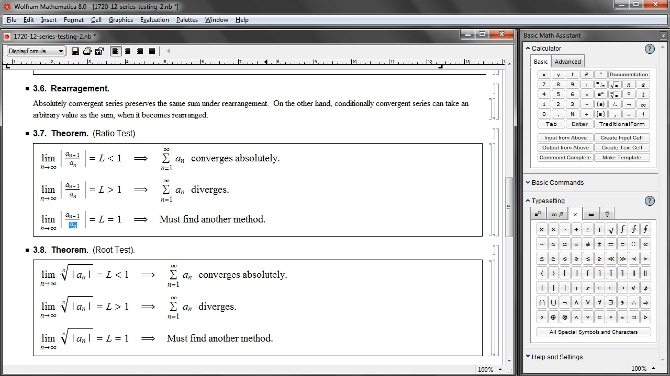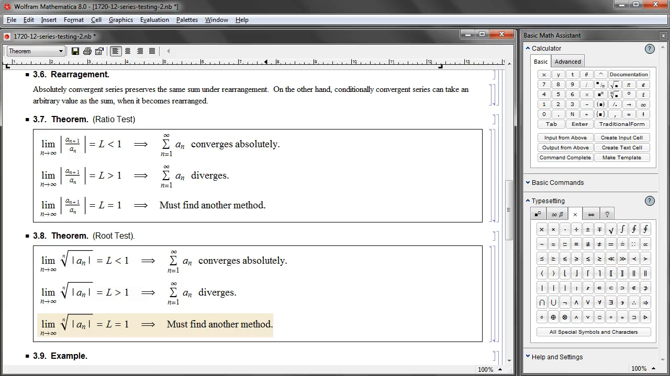Equal to 1. Okay, you don't really get confused there. In that case, the ratio test fails. The root test is similar. We take the nth root of the general term, and if that's less than 1, we have absolute convergence. Greater than 1, we have divergence. Equal to 1, well, inconclusive, which means you must find another method.